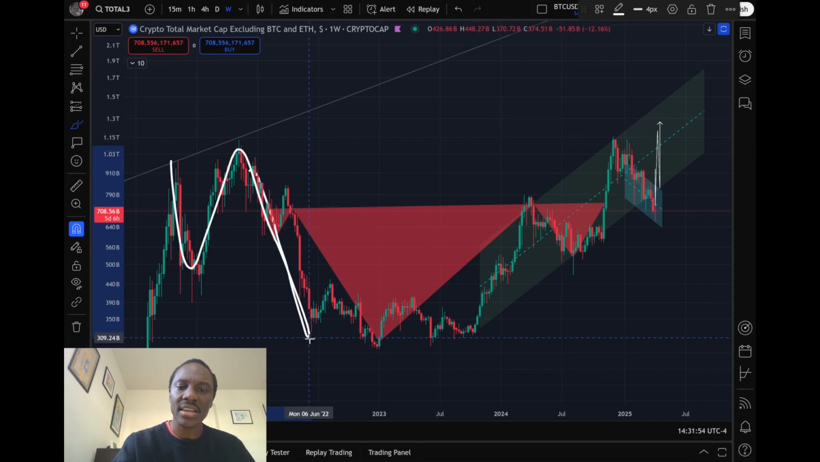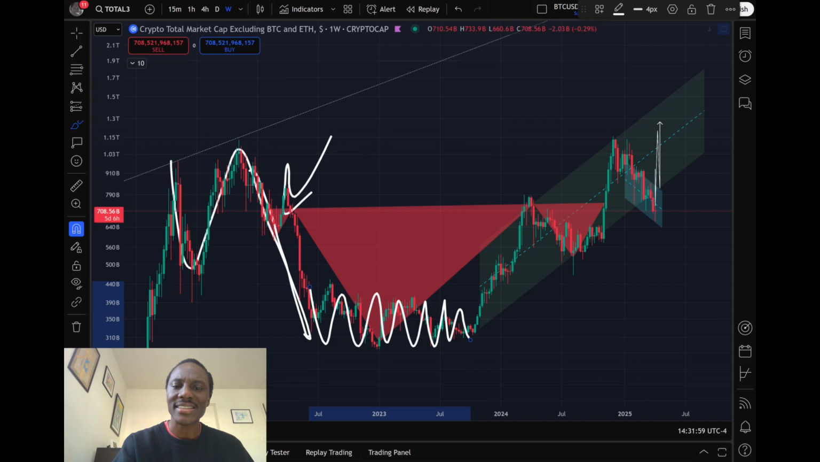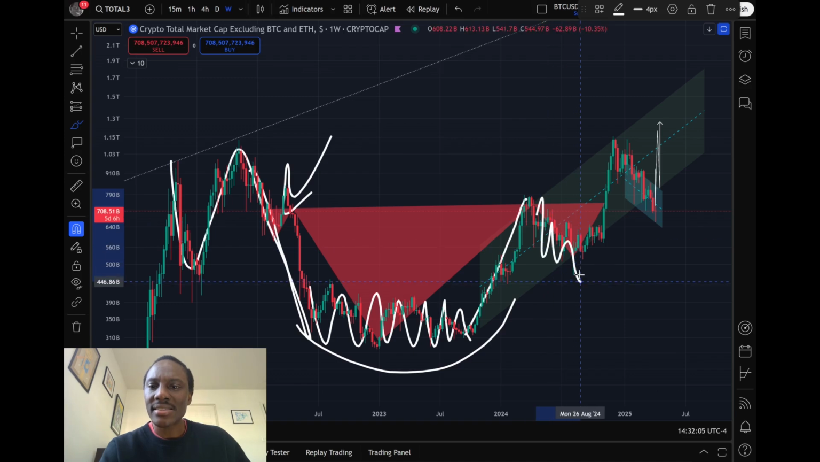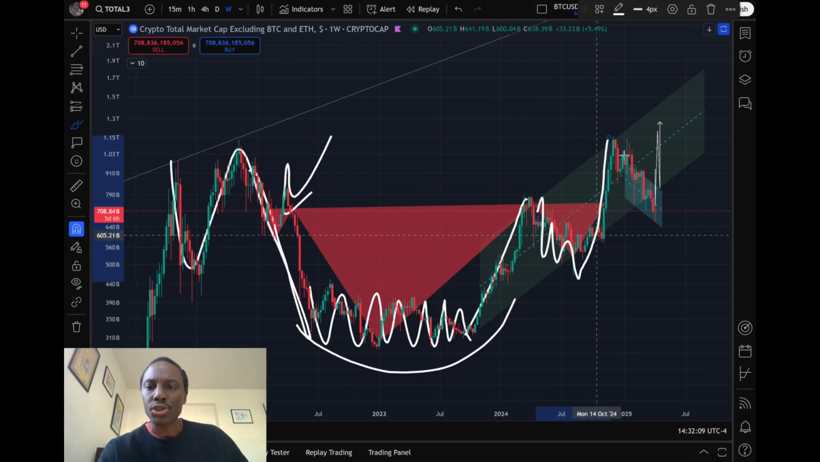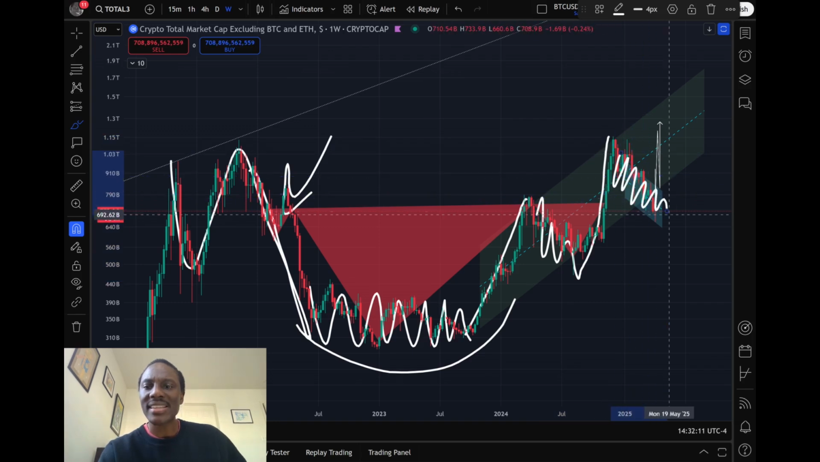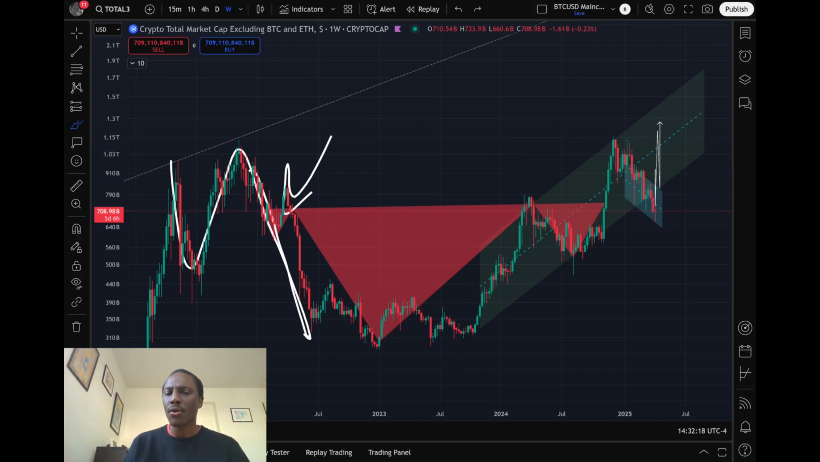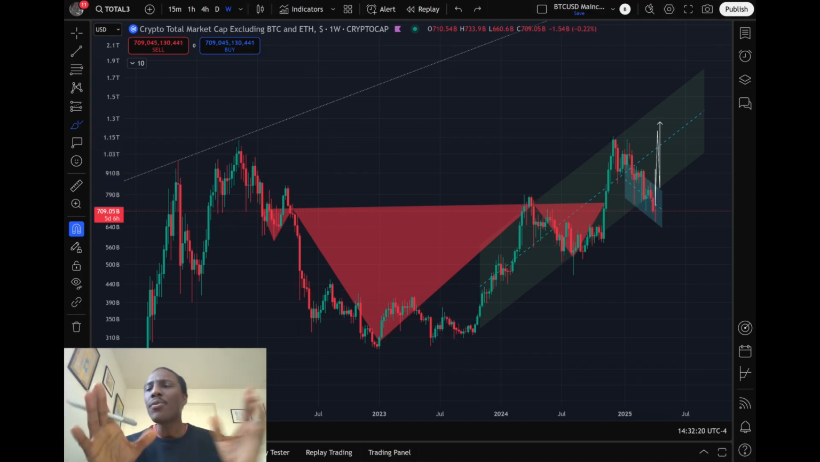A, B, C. That's your bear market declension. That's your bear market accumulation. That's the head of the inverse head and shoulders. That's the initial move out. That's the retest. Move out of the inverse head and shoulders. This is your quintessential bull flag retest of the head and shoulders. Okay? So if you're bearish on altcoins, I would highly suggest that you study this chart, the total 3, because it's clear as day.